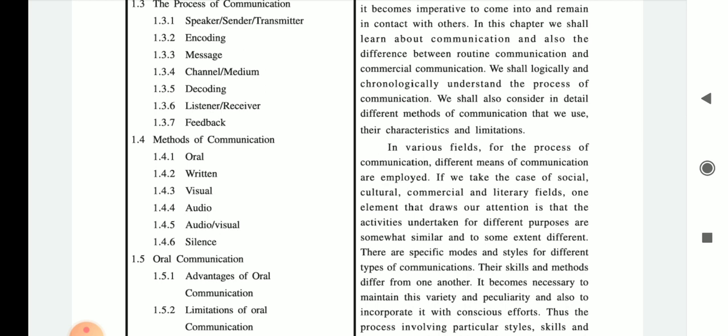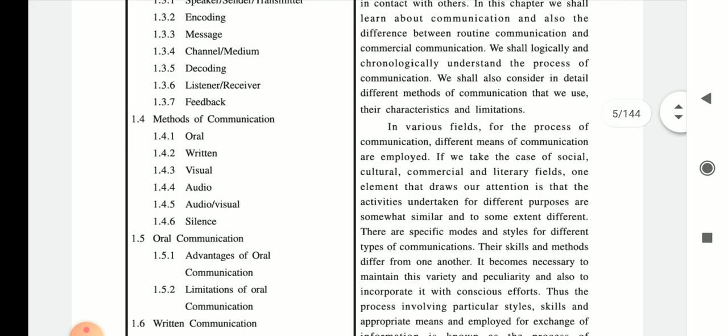We shall logically and chronologically understand the process of communication. See, here we will understand logically as well as chronologically. Chronologically means some separate departments, some separate views are open for that particular word and process. We shall also consider in detail different methods of communication that we use, their characteristics and limitations. In this we will also learn about their characteristics as well as the limitations.